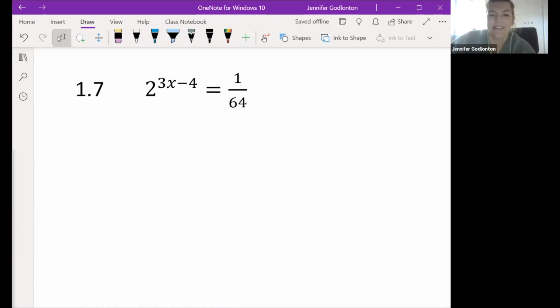Oh, okay. I see. We got to get these to the same base, right? So if we do our fancy trick with our 64 over here, we should be able to see that that's going to be what? How are we going to get that 64 to have a base of 2? 2 to the power of what is going to give us 64? 2 to the power of 6 will give us 64.